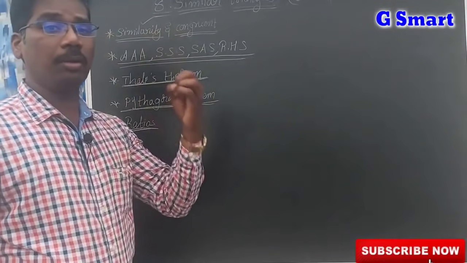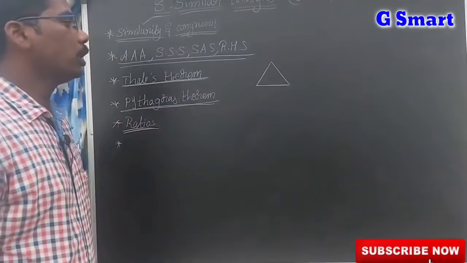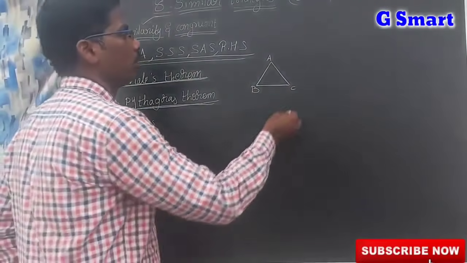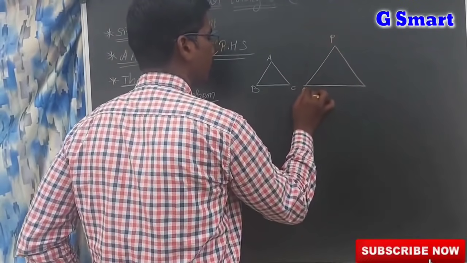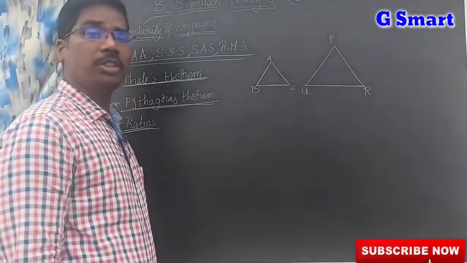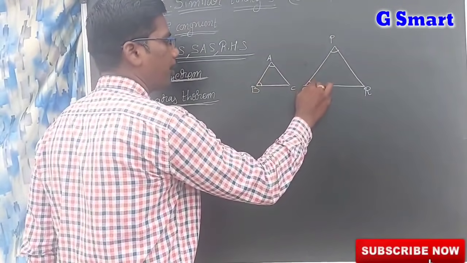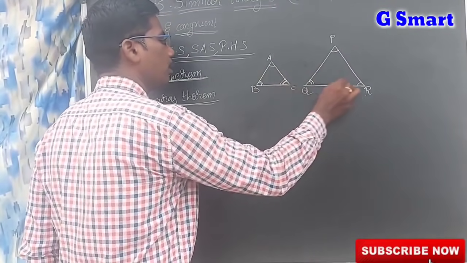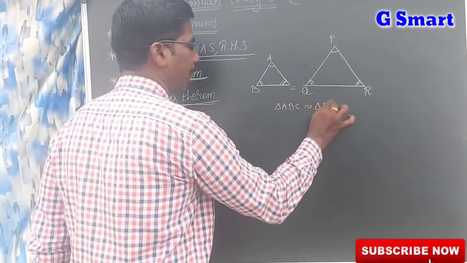Now we have to know the depth in similar triangles. See here, I am drawing a small triangle ABC, and one more triangle, PQR. Now these 2 triangles look similar, isn't it? Now what I can say: angle A is equal to angle P, angle B is equal to angle Q, angle C is equal to angle R. First angle is equal to first angle, second to second, and third to third. So we can say triangle ABC is similar to triangle PQR, only the size is different, but the angles are the same.